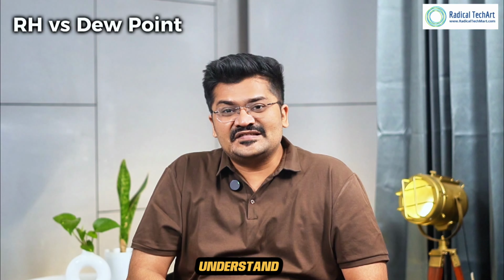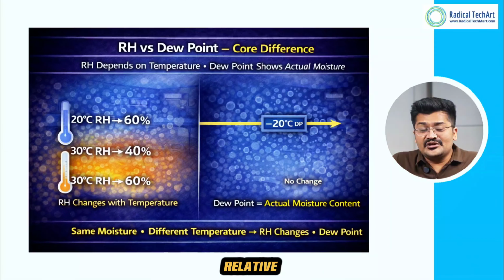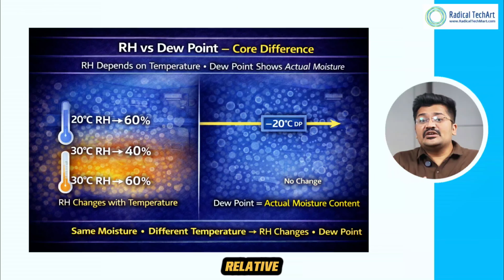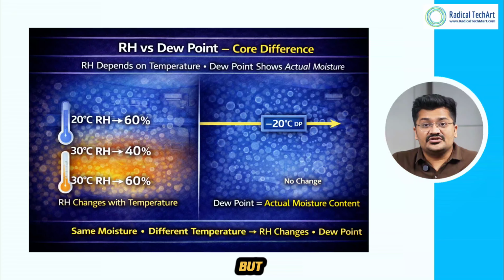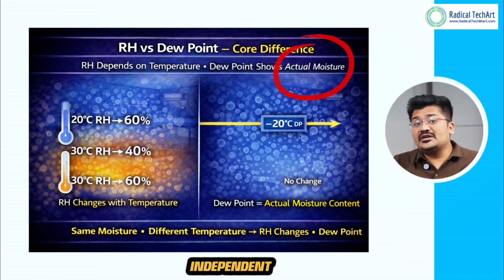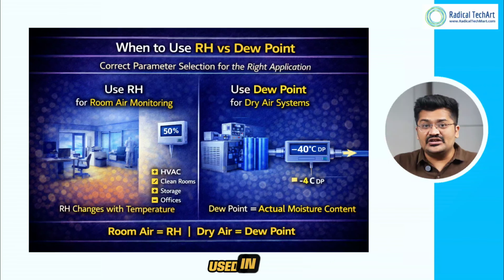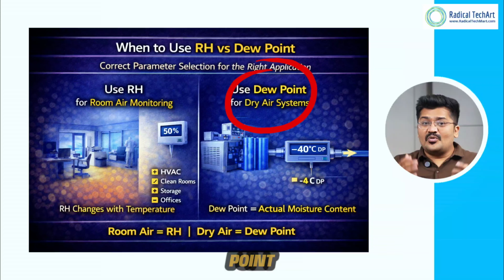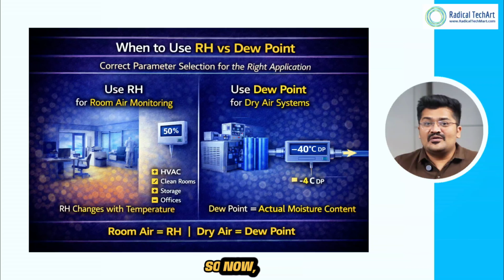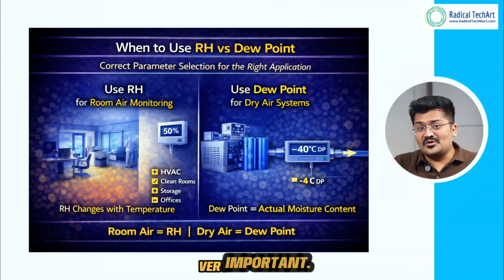Now, let us understand the difference between relative humidity and dew point. Relative humidity depends on temperature. If temperature changes, relative humidity also changes. But dew point represents the actual moisture content in the air, independent of the temperature. So, RH is commonly used in room air monitoring, while dew point is used in dryer and compressed air systems. So now, as an application engineer, understanding this difference is very important.